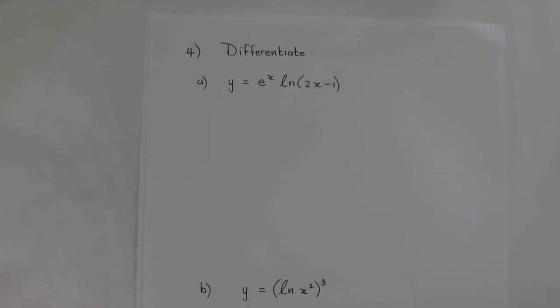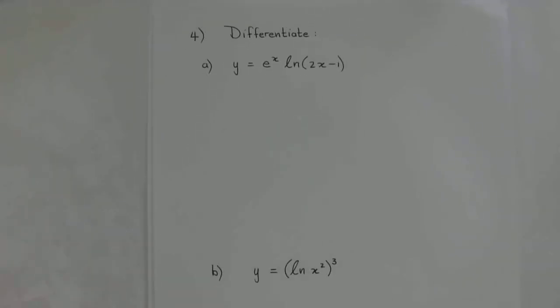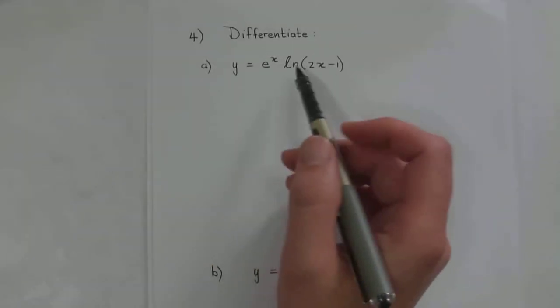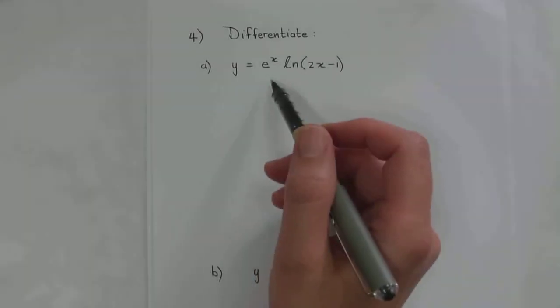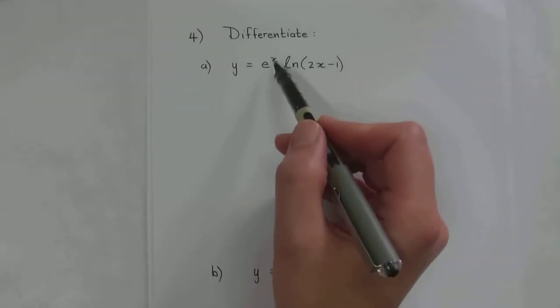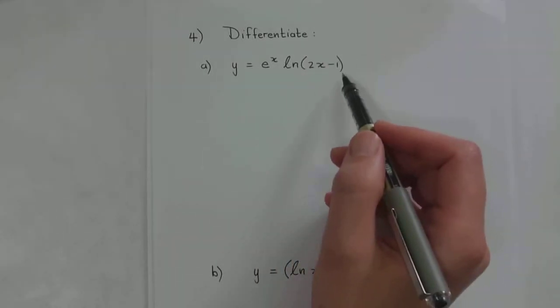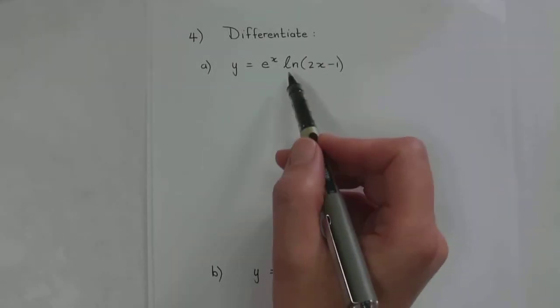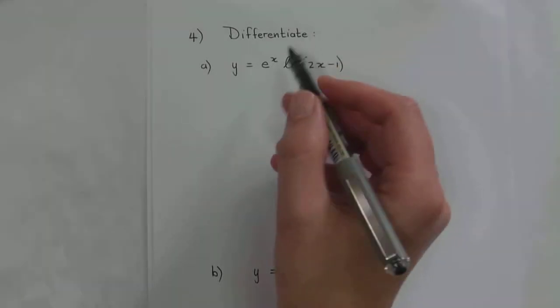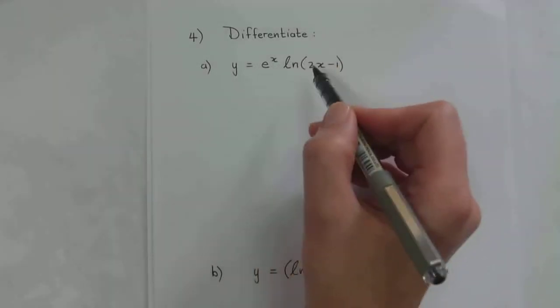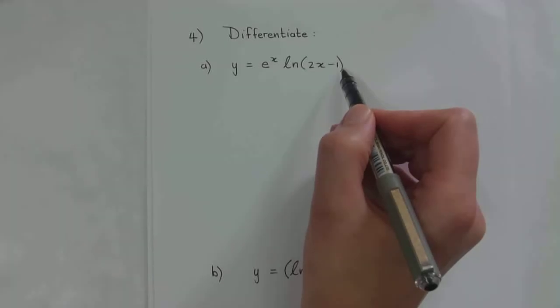Right, so let's continue. Differentiate the following. Now you'll see these ones, when they ask for the derivative, could be possible combinations of e and of that logarithmic function. So now you have to concentrate quite well. If you look at this one specifically, I've got y is equal to e to the power of x times the ln of 2x minus 1.